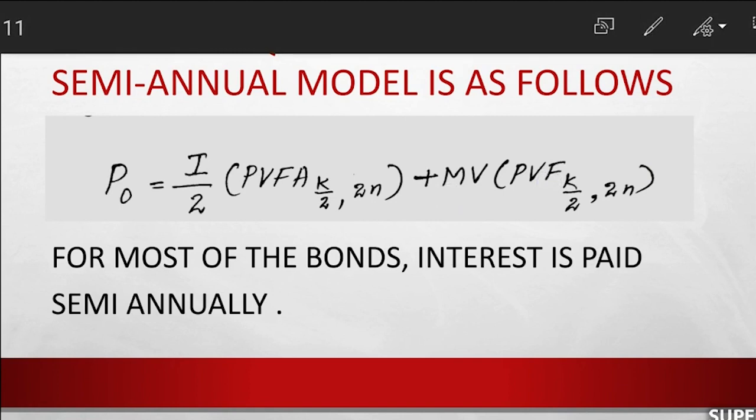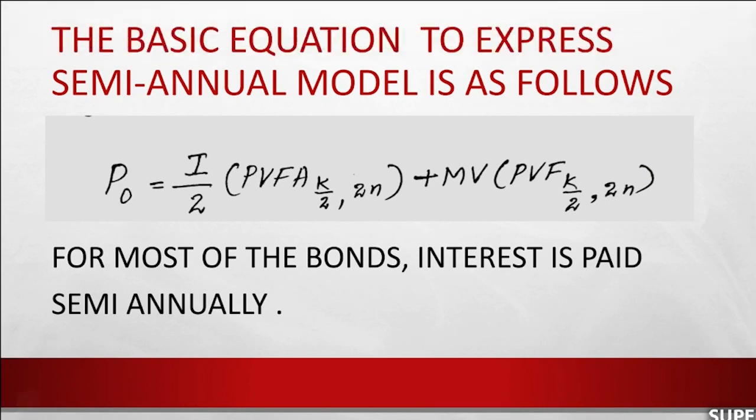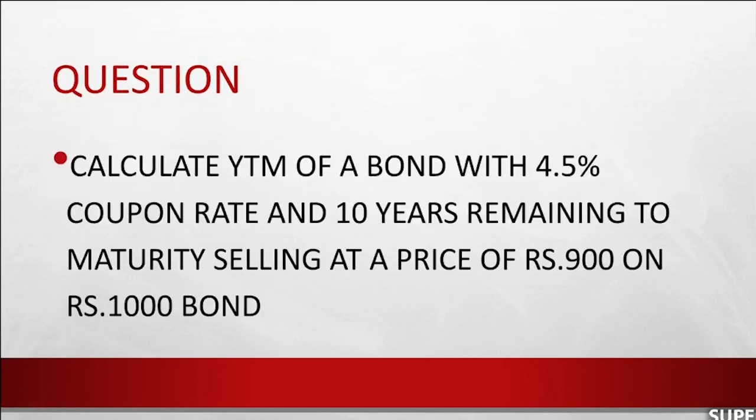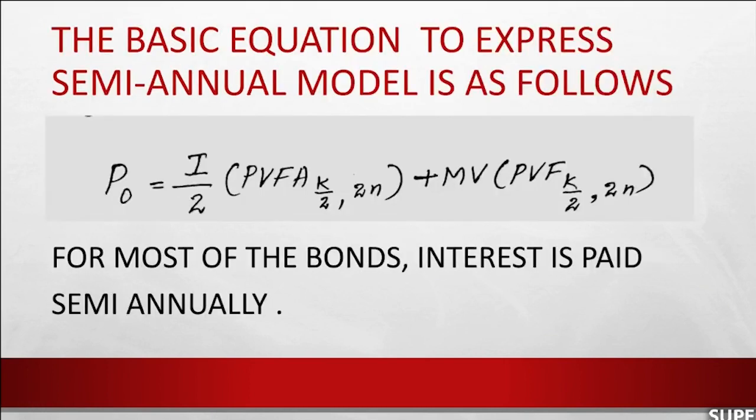For most of the bonds, interest is paid semi-annually. In such situations, we can apply this equation for calculating YTM. Okay, so we can calculate. This is because here we are getting I by 2.